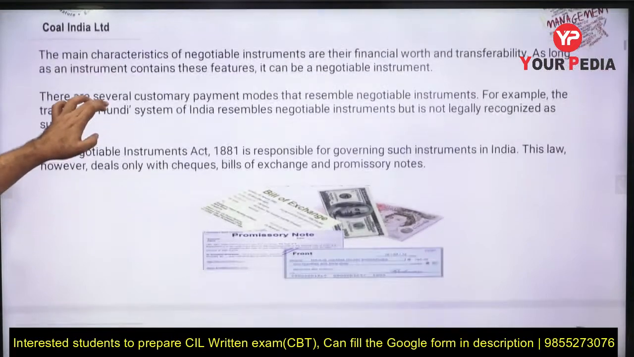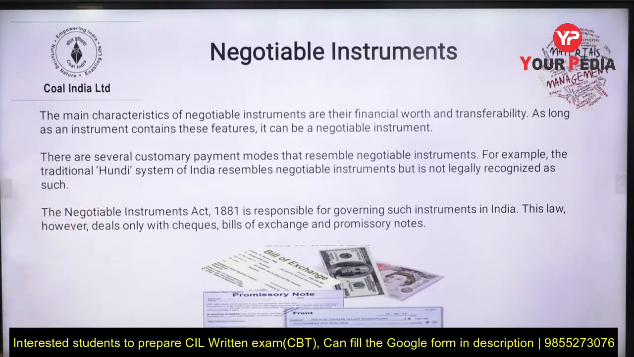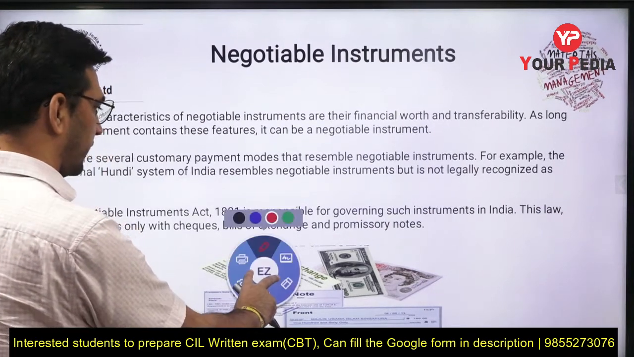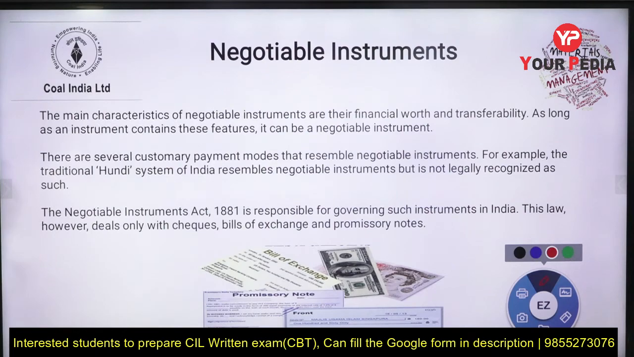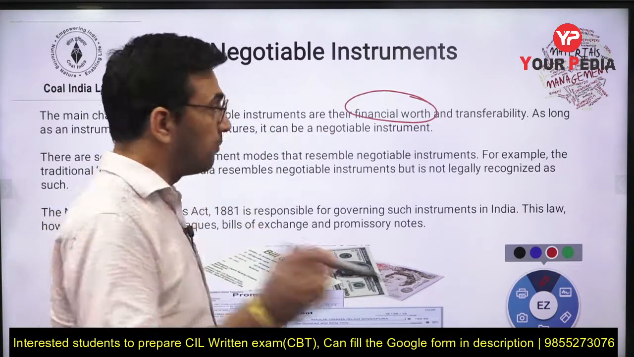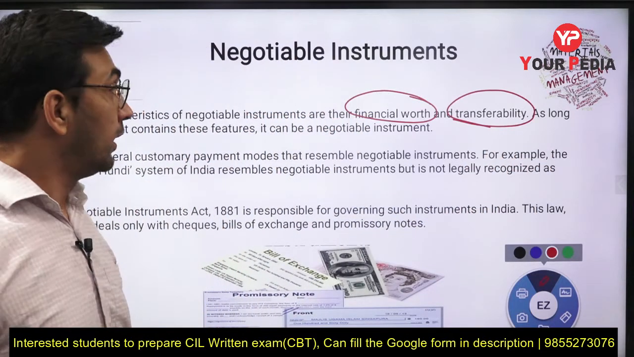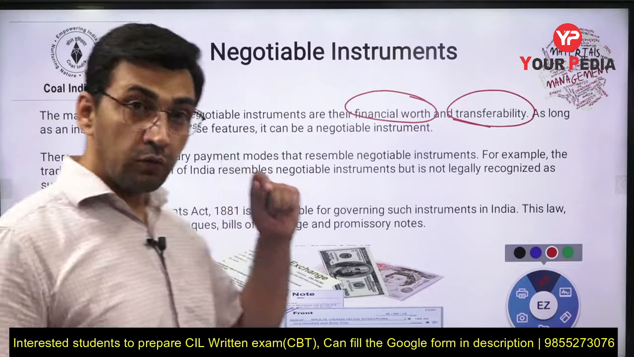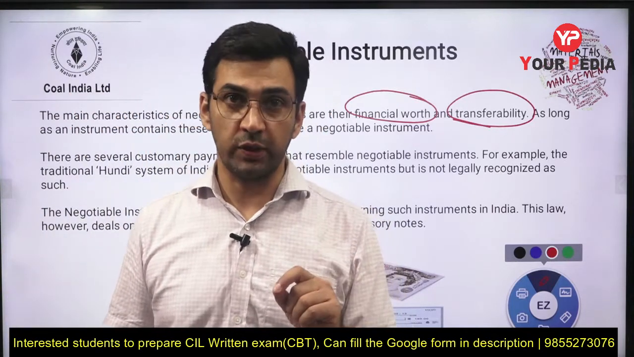Now again, let me sum it up. I think the same statements have been mentioned over here, but in a different context. But okay, we can sum it up. What is the meaning of negotiable instruments? The main characteristics of a negotiable instrument: financial worth, because you are mentioning specifically the amount, and transferability, which is the biggest feature of negotiable instruments. We will also talk about some non-negotiable instruments.